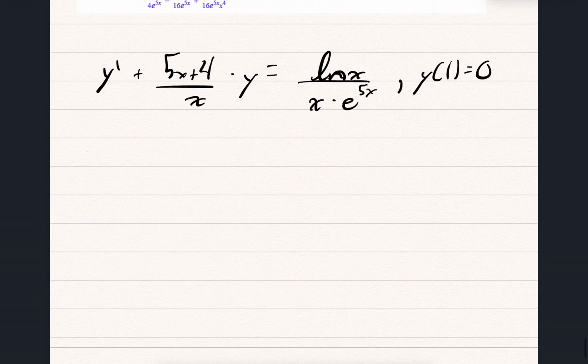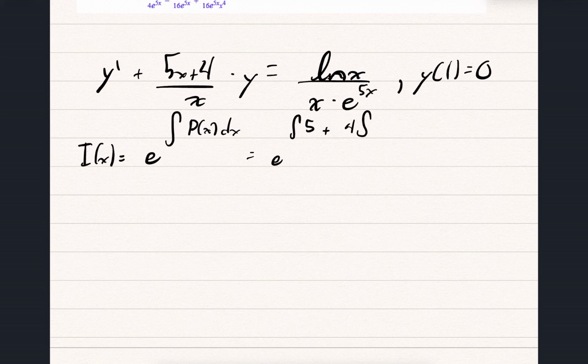All right, we got a nice integrating factor question. So we love saying I at x equals e to the integral of p at x dx, which is the integral of 5 plus 4 over x, right? So we'd get e to the integral of 5 plus 4 times the integral of 1 over x. So we get e to 5x plus 4 ln x.